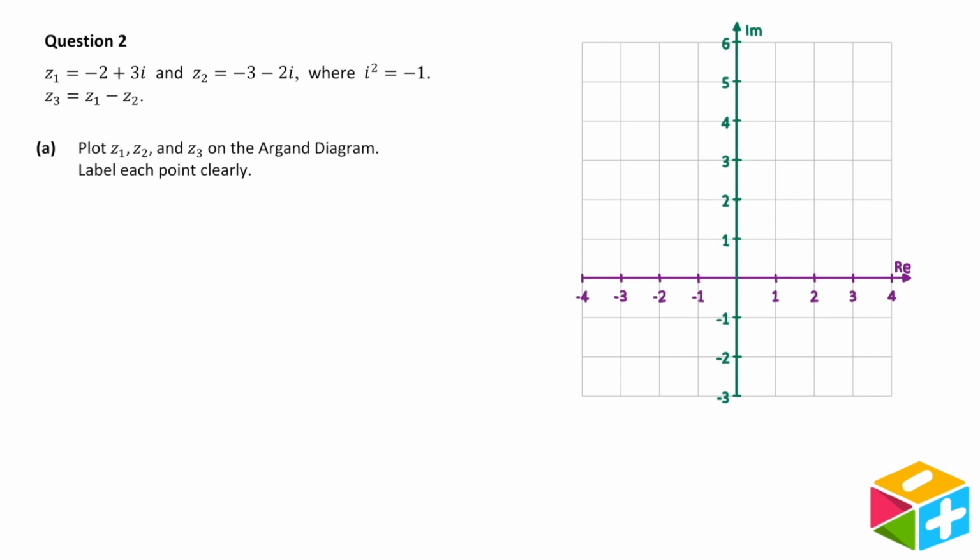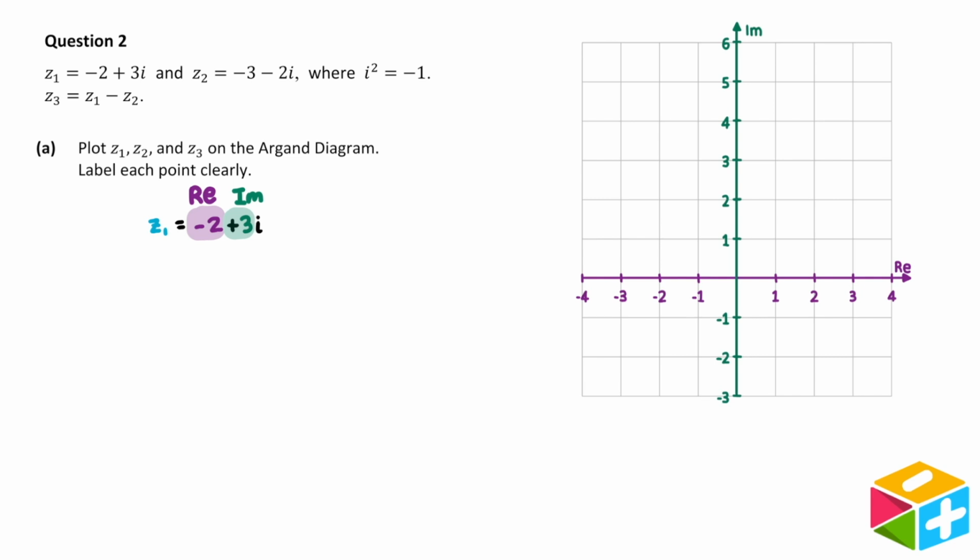Complex numbers have two components, a real component and an imaginary component. To plot a complex number, we just need to identify what these two components are. Z1 is equal to minus 2 plus 3i. Here, the real component is a number by itself, the minus 2. The imaginary component is a number in front of the i.